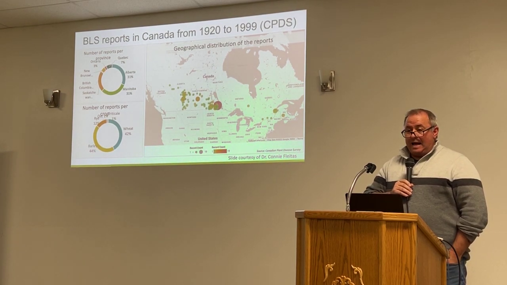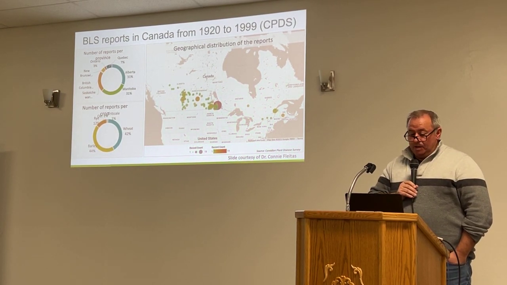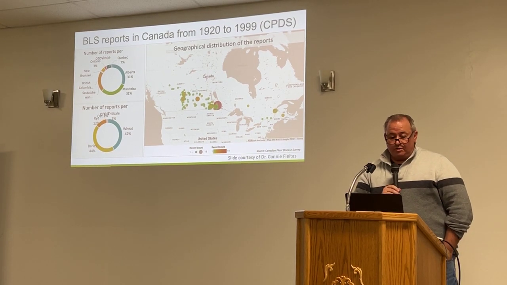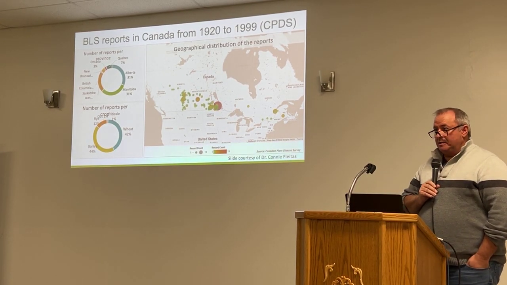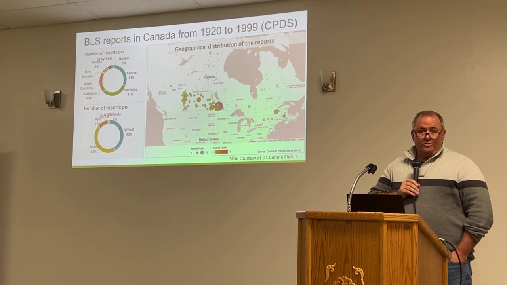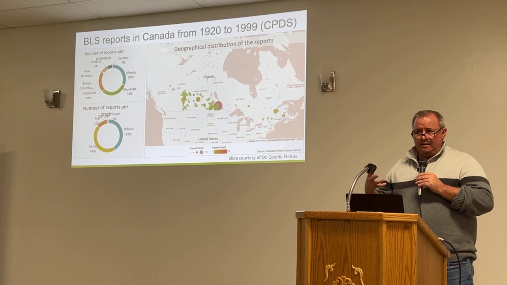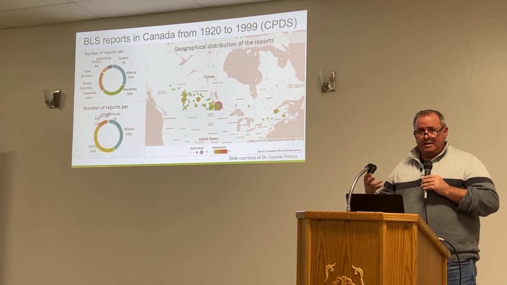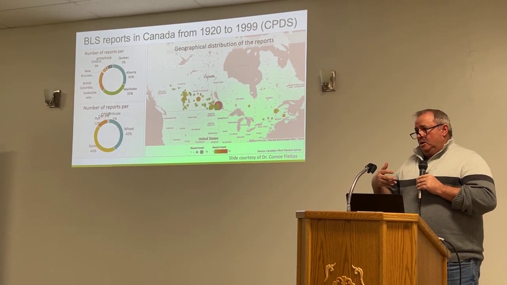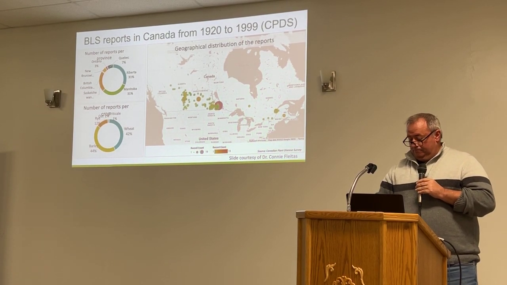And then the map on the right side shows the geographical distribution of where the reports are. So the bigger the dot, the more reports, and the darker the dot, the more reports. So that gives you just a bit of an idea of what bacterial leaf streak has been like in Canada over about the last 100 years.